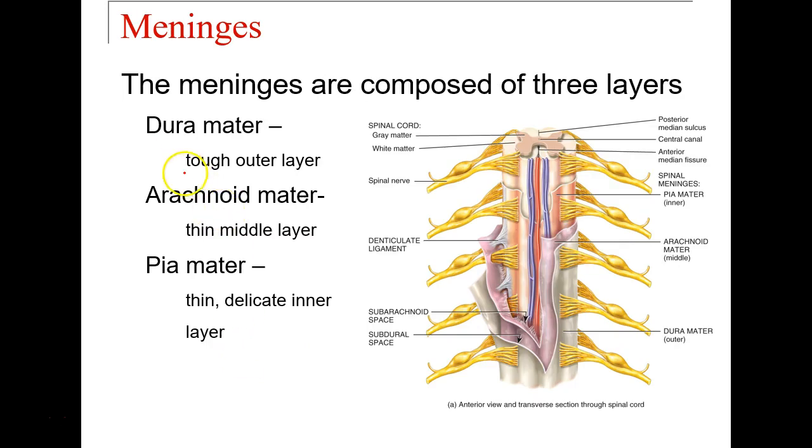So the meninges, the most outer layer, will be the dura mater, or tough mother. So it's the tough outer layer seen here. And then arachnoid mater, this is going to be the second layer. And then you can see these denticulate ligaments. They kind of form a little bit of a web-like structure, hence arachnoid mater. And then pia mater, or delicate mother. So this meninge will adhere directly to the spinal cord.